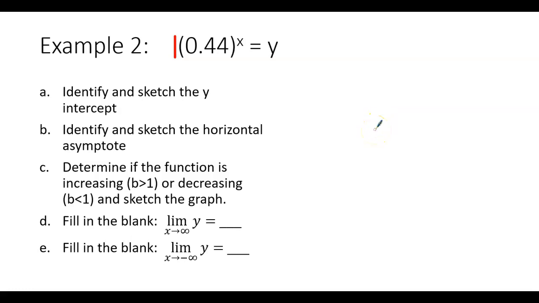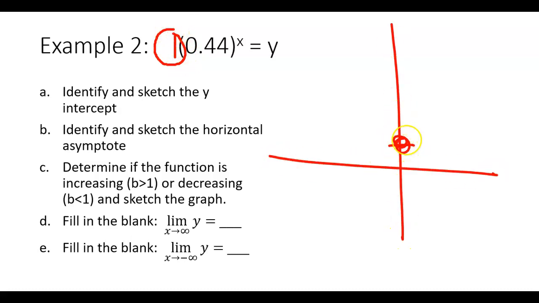All right, so the y-intercept is that number I just added. It's the 1. So I'm going to go ahead and draw a graph, and I'm going to put a dot at 1. So there's my y-intercept. So that's done. Let's go ahead and identify and sketch the horizontal asymptote.